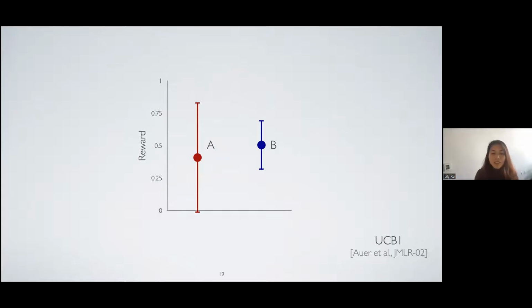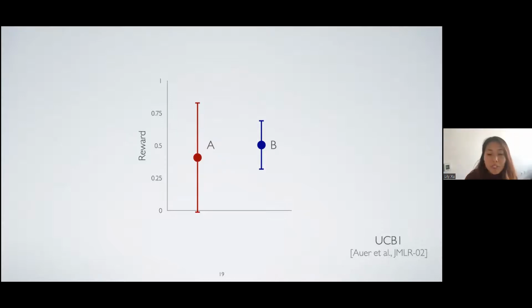And I'll point out that even if the empirical mean of the reward of action A is lower than that of B, we would still prefer to pick action A as long as the upper confidence bound is higher than that of B.